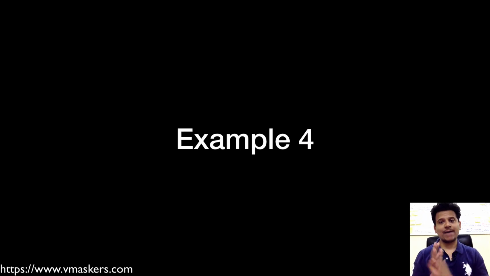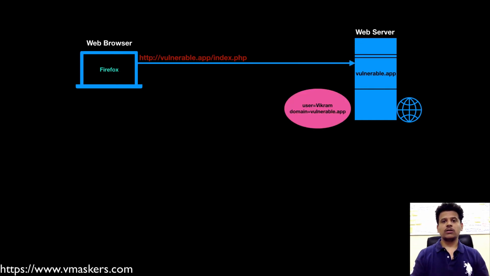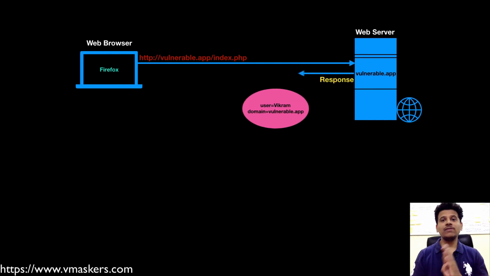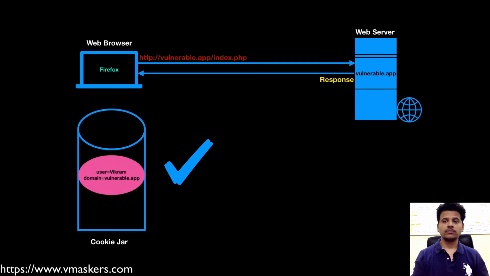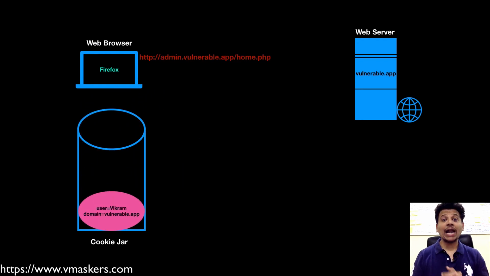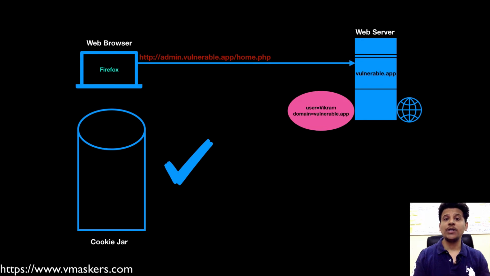Now let's see the next example. This is your browser and this is the server. You want to visit vulnerable.app/index.php. You will send the request to the web server. Now the cookie value is user equals Vikram and the domain is vulnerable.app. That will be sent as a response to the web browser. The cookie domain and the server domain are the same, so it will be stored inside the cookie jar. Now you want to visit admin.vulnerable.app/home.php. So will the browser send the cookie with the request or not? Yes, the browser will send the cookie with the request because vulnerable.app is a suffix of admin.vulnerable.app.